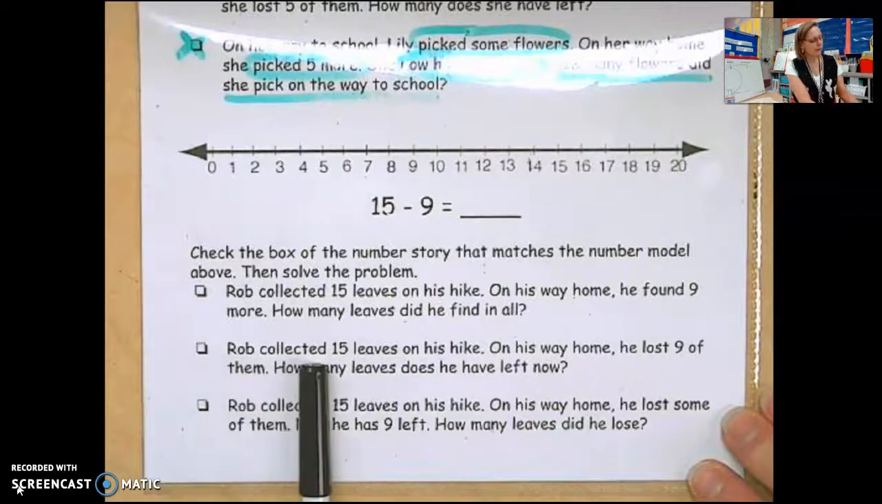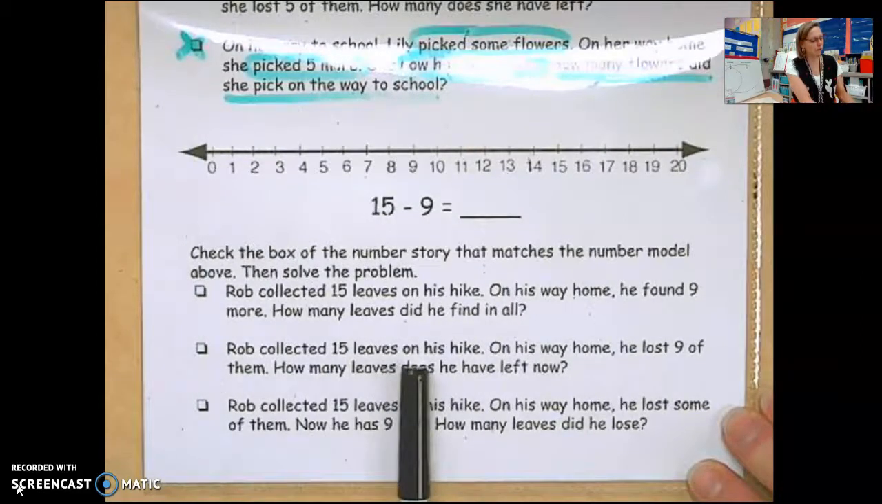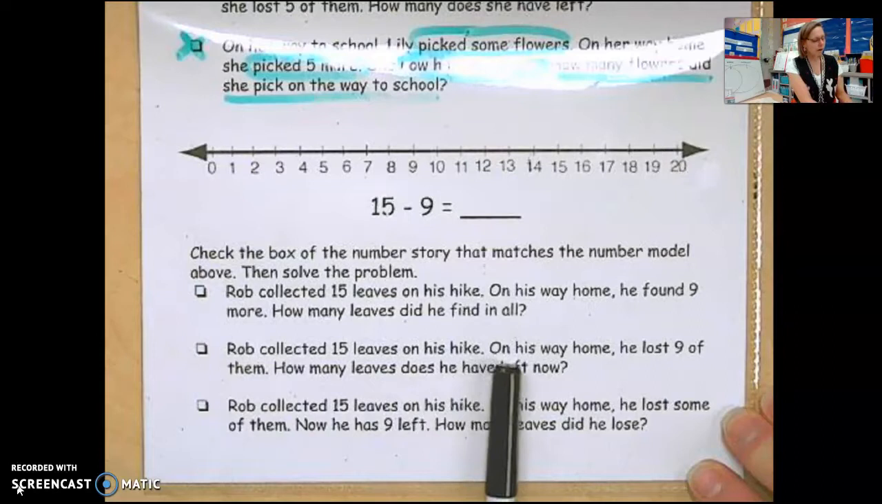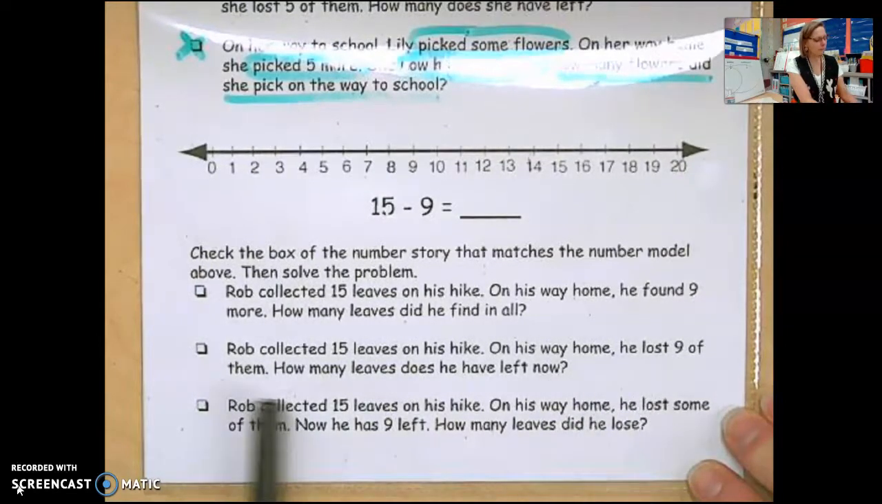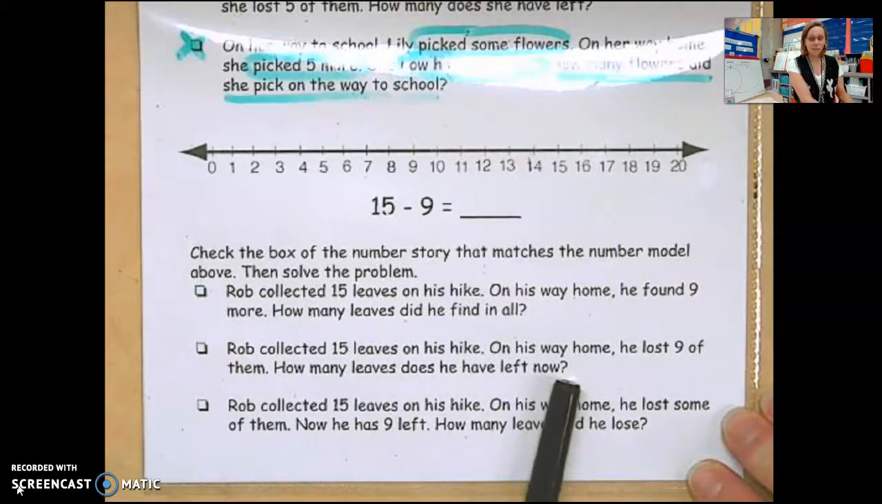Rob collected 15 leaves on his hike. On his way home, he lost 9 of them. How many leaves does he have left now? Ooh, that one might be it.